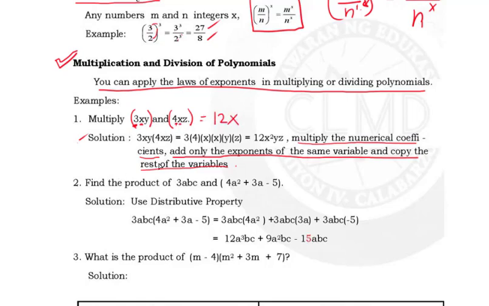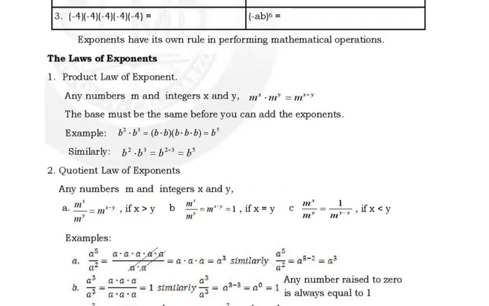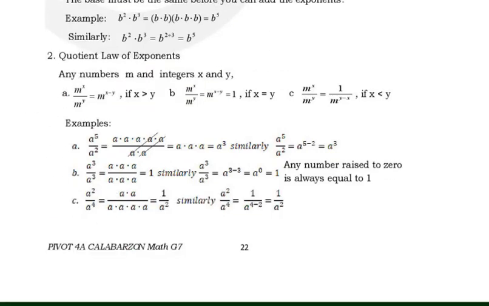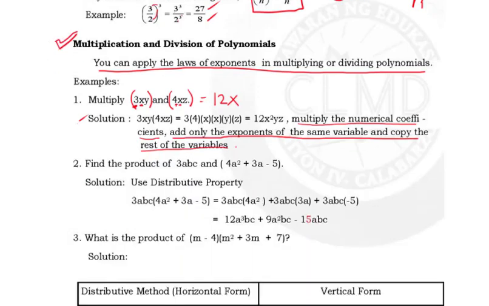What is the answer to x times x? We studied this in the laws of exponents, the product law: when the bases are the same, add the exponents. We have 1 and 1 here, so it becomes 2. As for y and z, since there is no matching variable, we just copy y and copy z. So the final answer is here, in expanded form: 3 times 4 is 12, x times x is x squared, and then copy y and z.